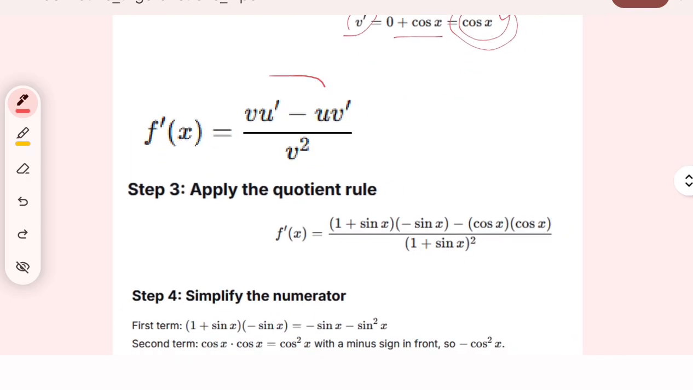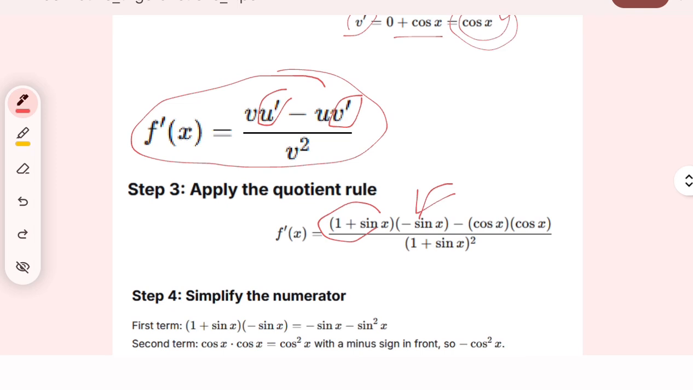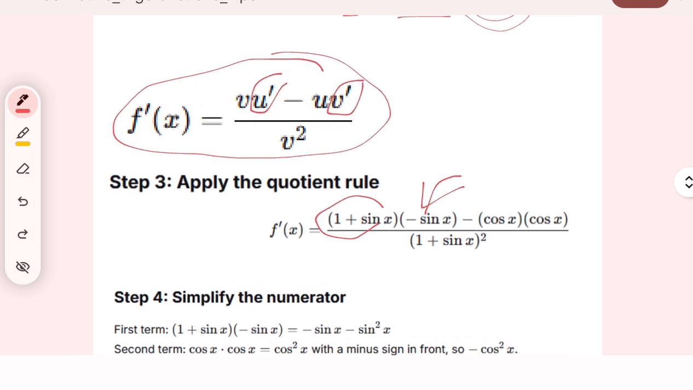This is the formula of the quotient rule. We already computed the derivatives, so we substitute everything. This is the denominator multiplied by the derivative of the numerator, minus the numerator cosine x times its derivative, all divided by the square of the denominator. The denominator is 1 plus sine x, and then you square it.